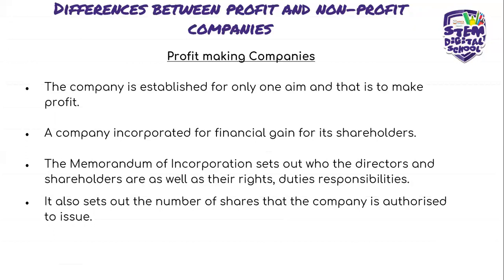So those companies just accumulate money through donations or whatever, so that they can go help needy people, basically, right? With profit companies, the company is established for only one aim, and that is to make profit. The only aim we as a company have is to make profit, to make money now and then. We must have sales so that we can make money now and then.